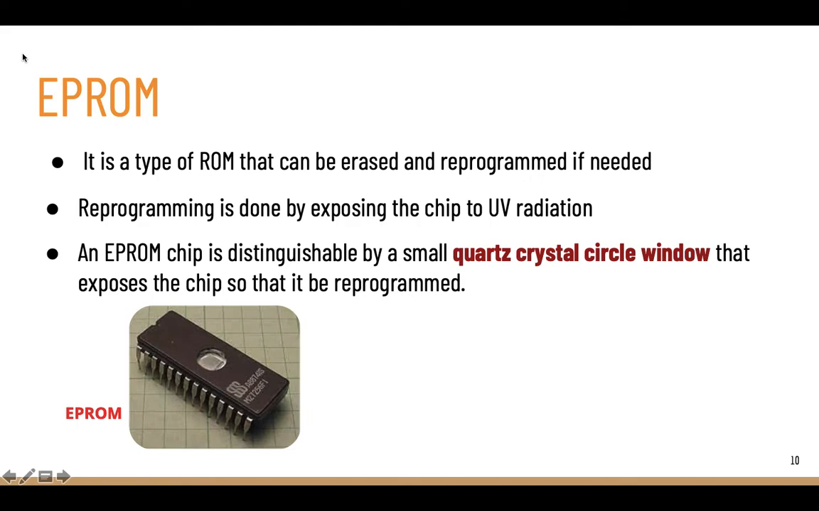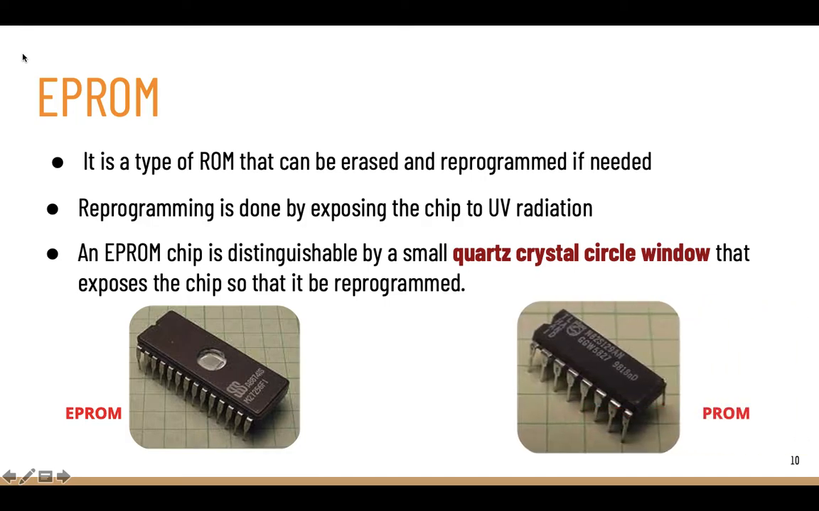Why is this exposed part there in EEPROM? So that it can be reprogrammed by exposing it to UV radiation, which is not the case with PROM, where no exposed part is there, because it's not required, because it cannot be reprogrammed. PROM cannot be reprogrammed, but EEPROM can be reprogrammed using UV radiation. I hope it is clear.